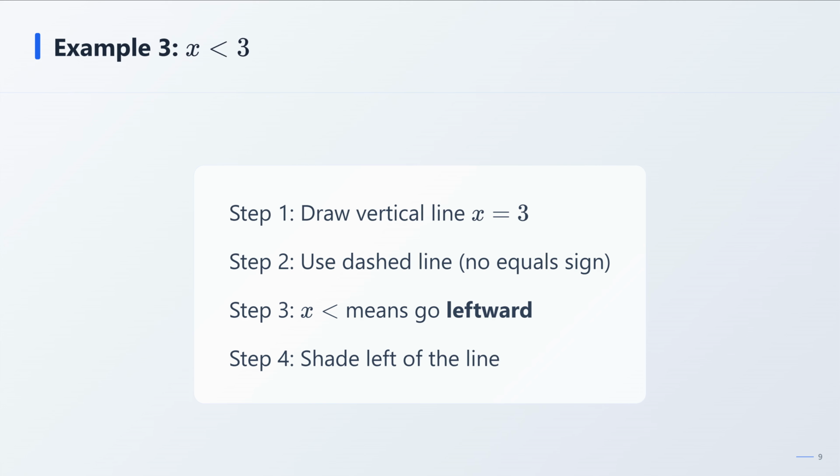Let's look at an x inequality. We have x is less than 3. This gives us a vertical line at x equals 3, and since there's no equal sign, we use a dashed line. Now, x less than 3 means x needs to be smaller, which means we go left. So we shade everything to the left of the line.